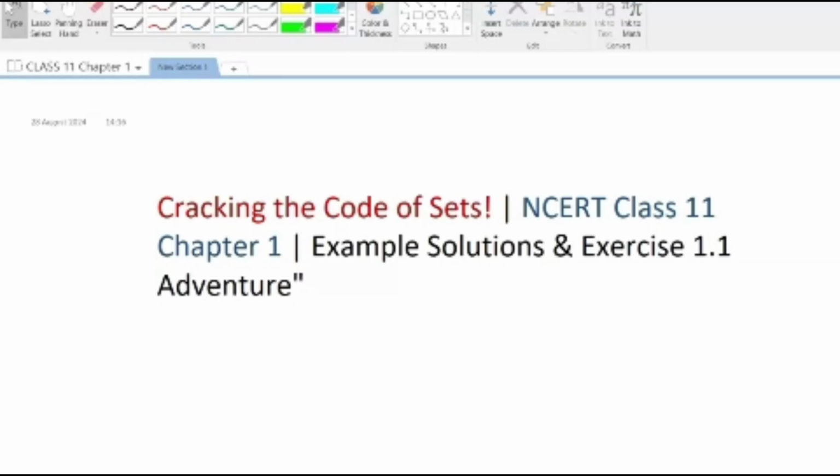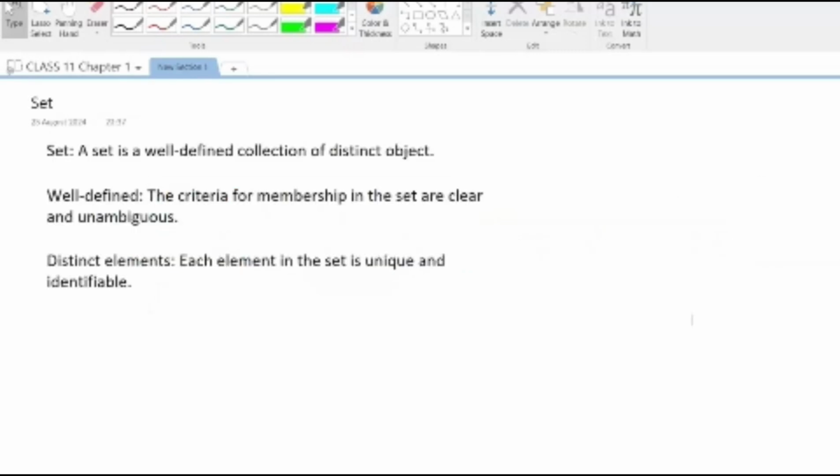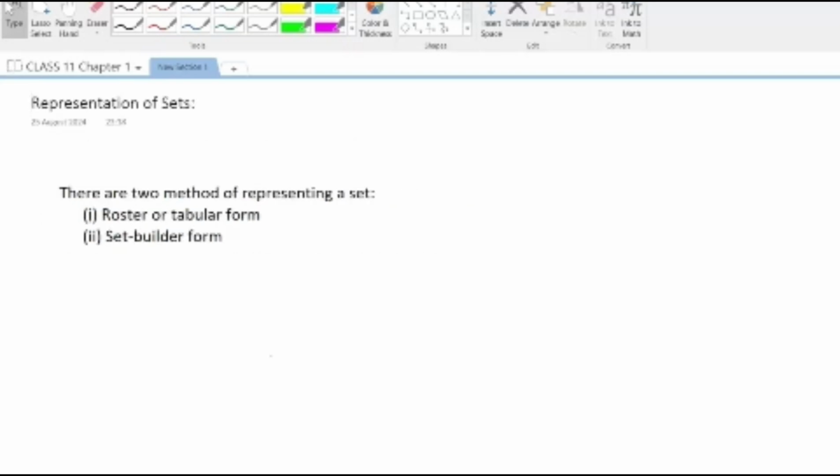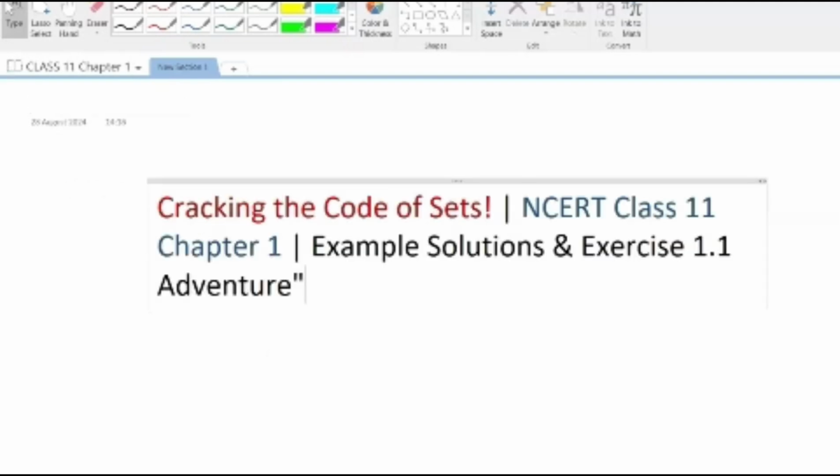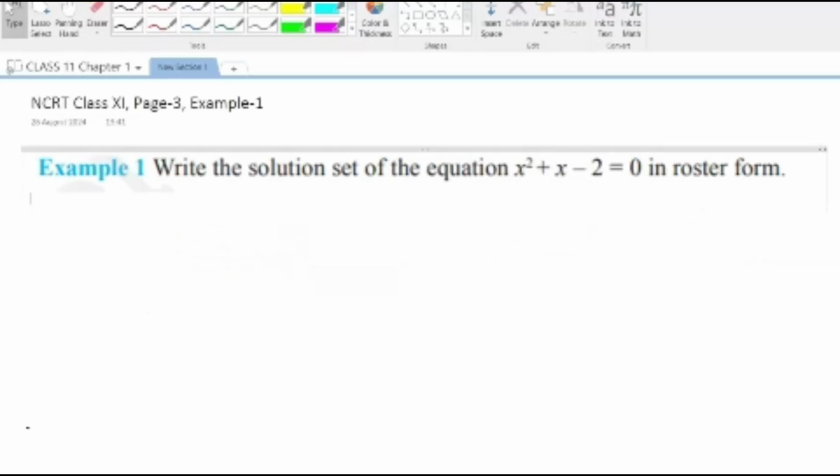Today we are continuing our journey through the fascinating world of sets. In our previous videos, we have explored the concept of sets. We have learned about well-defined collections and understood the different forms of representing sets. Now, it's time to put that knowledge into practice. In this session, we'll be solving the examples and Exercise 1.1 from Chapter 1 of your NCERT Class 11 book. These problems are designed to reinforce the concepts we have covered, so make sure to follow along and try solving them with me. So let's start with our first example.